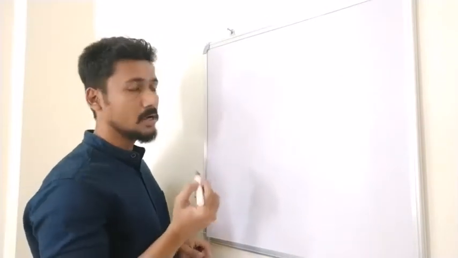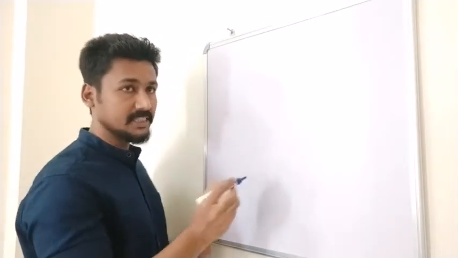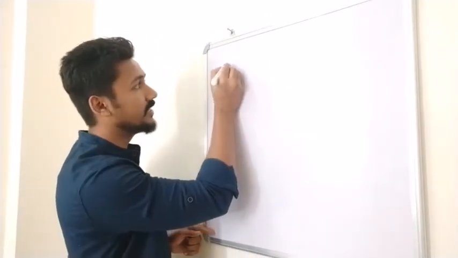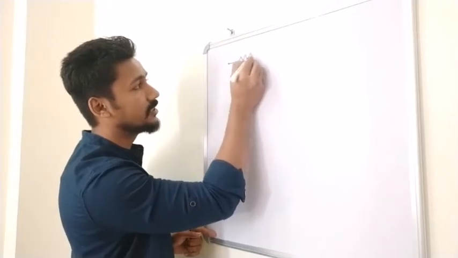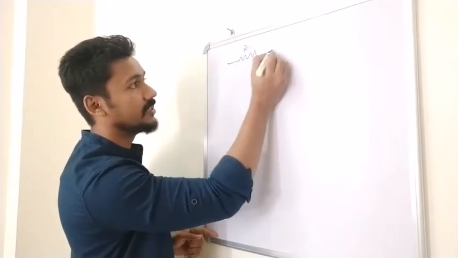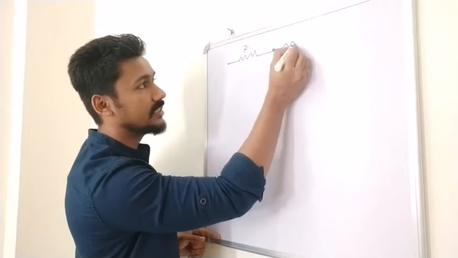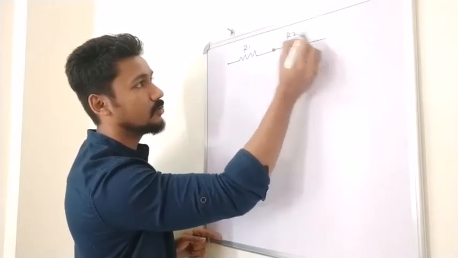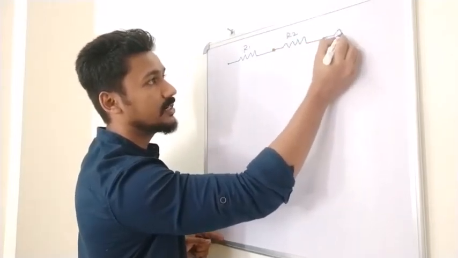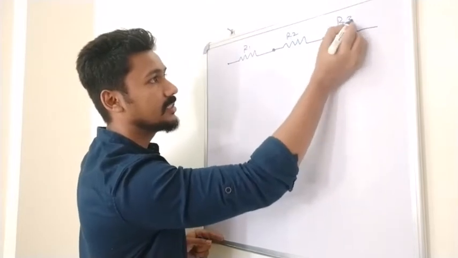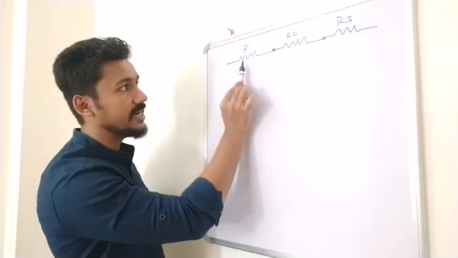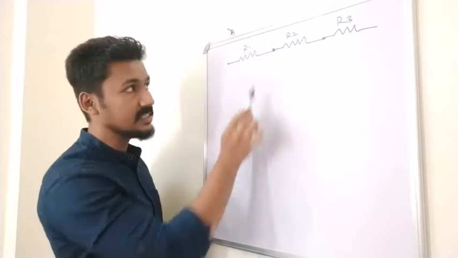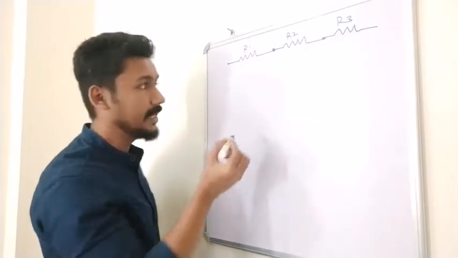Now we are going to connect three resistors in series with each other. How do we connect that? We take one resistor, let us call it R1. That is connected to the other resistor, R2, which is connected to a third resistor, R3. When they are connected back to back like this, we say this is a series connection.